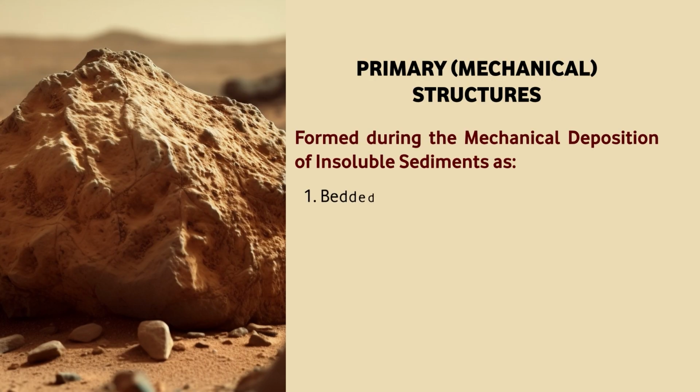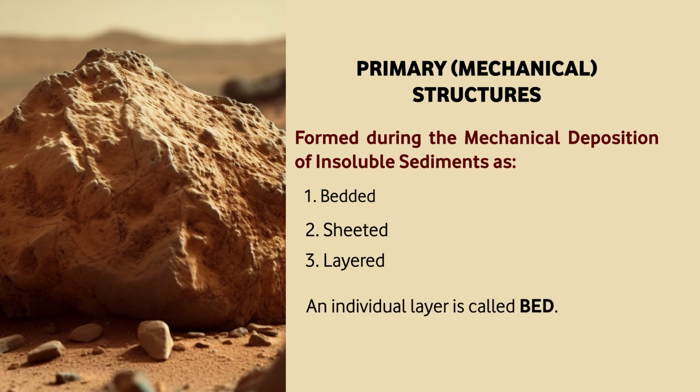But only the insoluble sediments are transported, and they form either beds, then you call it bedded, or they form sheets, then you call it sheeted, and if they form layers only, you call it layered. An individual layer is called a bed. Now how are the beds formed?